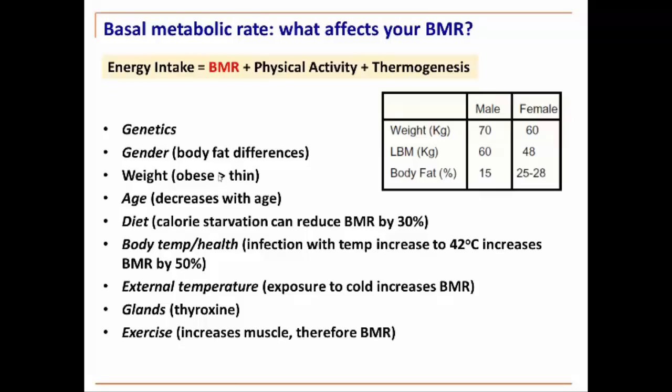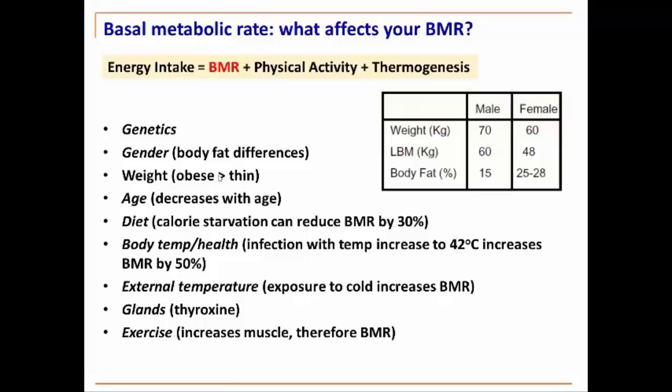You might have disease situations. So if you have a bacterial infection and your temperature increases to 42 degrees, that increases that basal metabolic rate by up to 50%. It's very hard to produce all that extra energy. It makes you feel very, very hot. But of course, at the same time, it's helping to stop the bacteria from replicating.